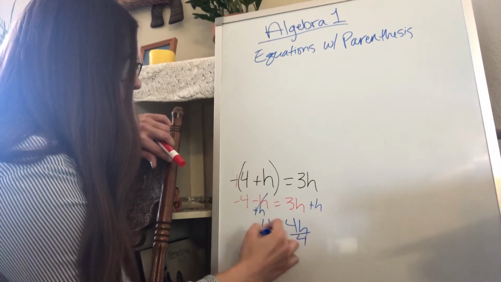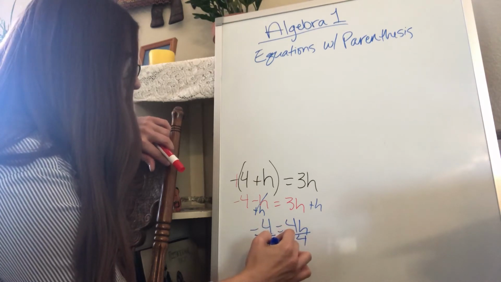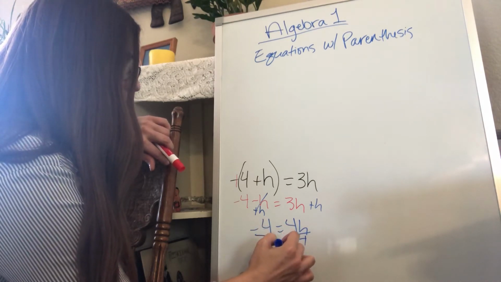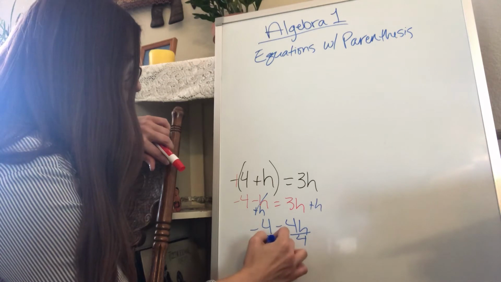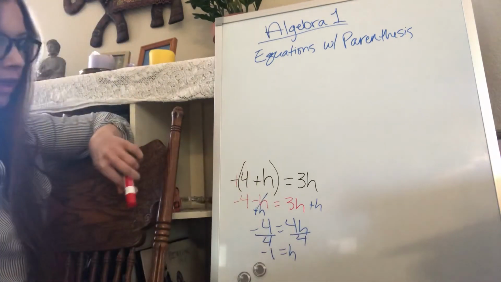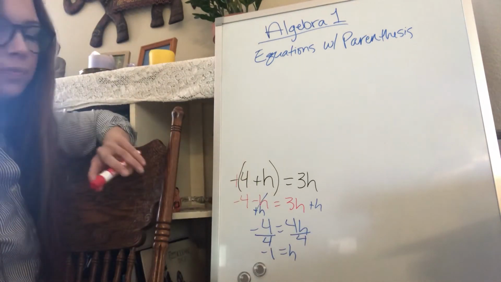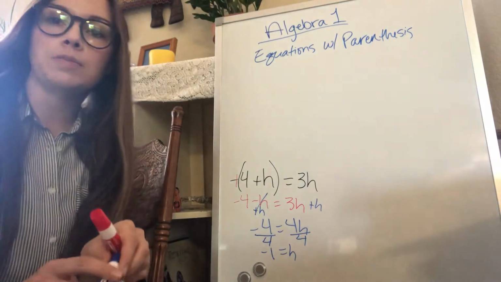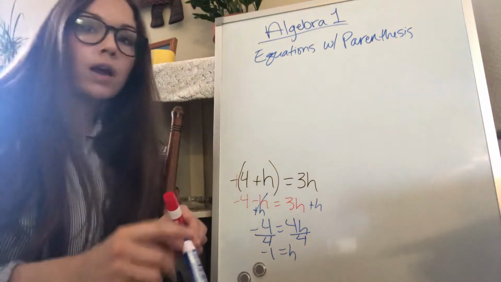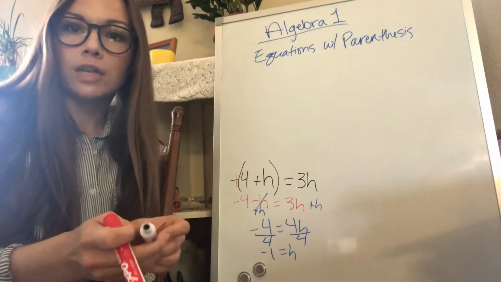Divide by 4. Divide by 4. And then I have negative 1 equals h. Okay? So the parentheses basically just mean that you have to distribute and then possibly combine some like terms.